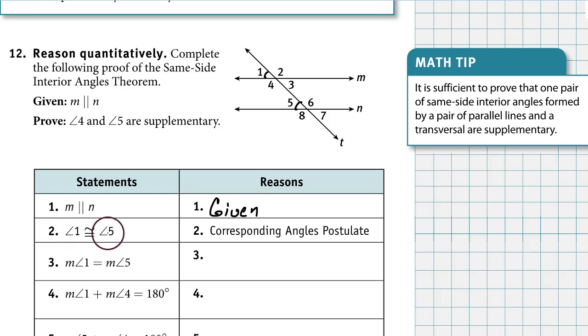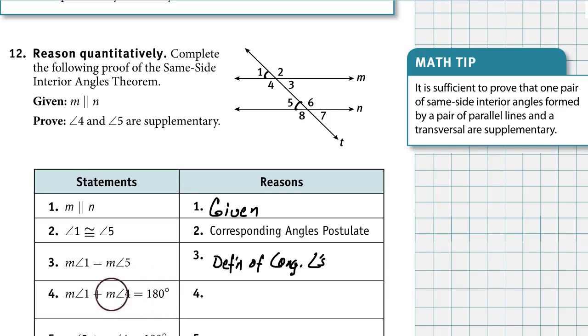If angle 1 is congruent to angle 5, we can logically conclude that the measure of angle 1 equals the measure of angle 5. That is the definition of congruent angles. That is written on your note page that I hope that you're using all year long whenever you're asked for reasons in a proof.